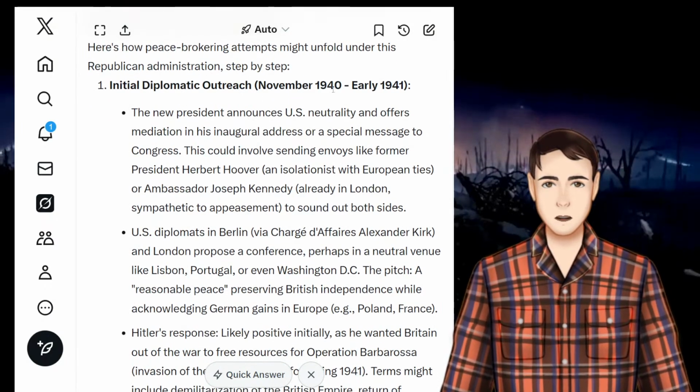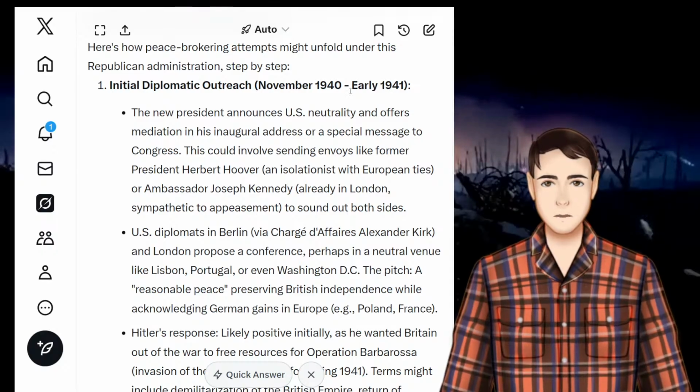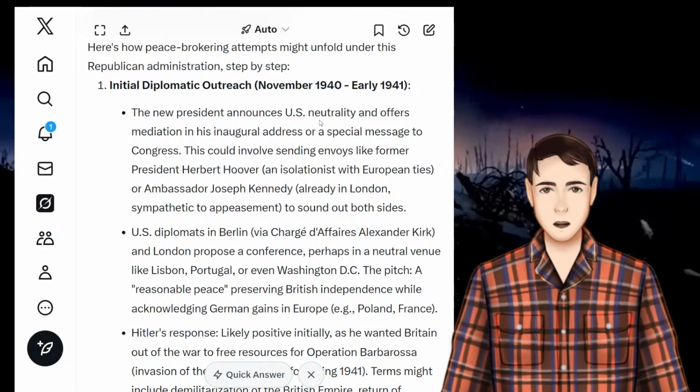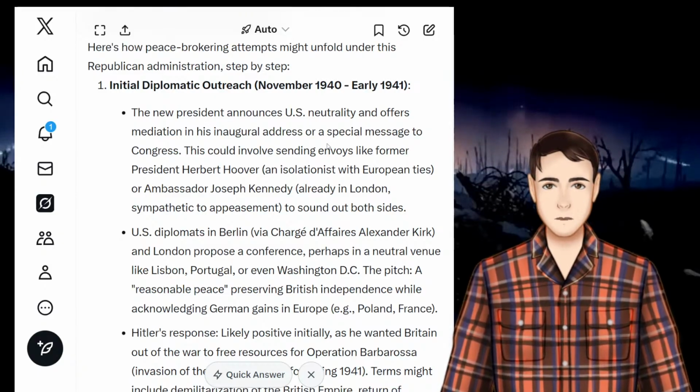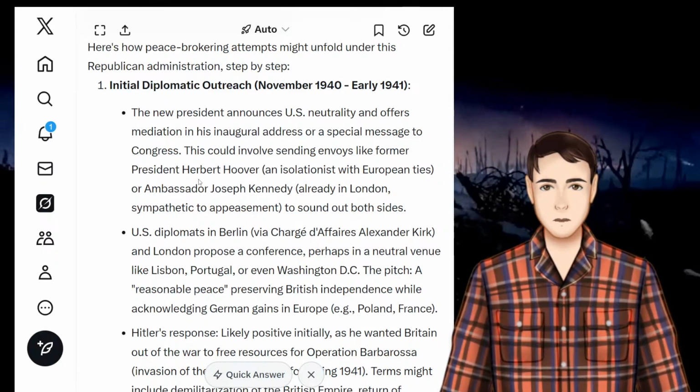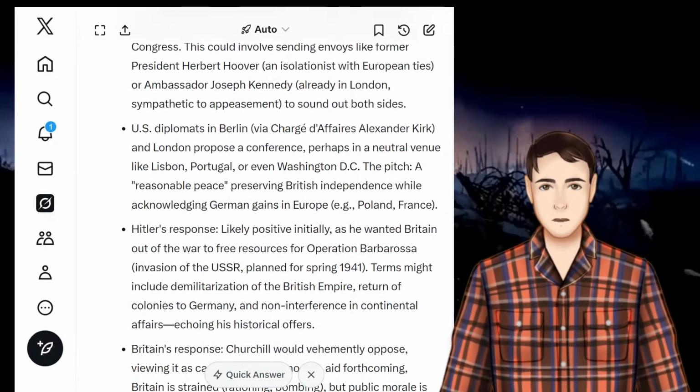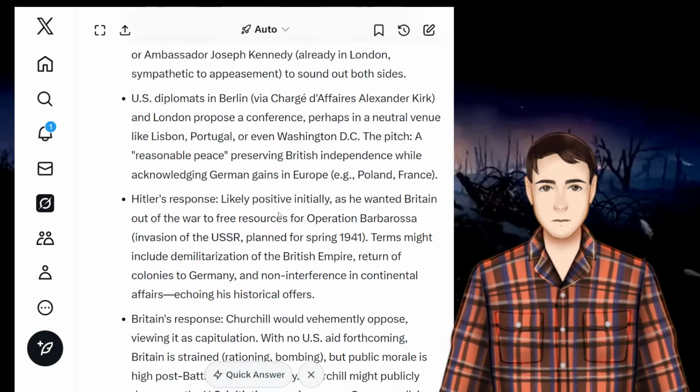Initial diplomatic outreach, November 1940 to early 1941, while we're still in a transition phase. The new president announces U.S. neutrality and offers mediation in his inaugural address or a special message to Congress. This could involve sending envoys like former President Herbert Hoover, an isolationist with European ties, or Ambassador Joseph Kennedy, already in London and sympathetic to appeasement, to sound out both sides. U.S. diplomats in Berlin via Chargé d'Affaires Alexander Kirk and in London proposed a conference, perhaps in a neutral venue like Lisbon, Portugal, or even Washington, D.C. The pitch: a reasonable peace preserving British independence while acknowledging German gains in Europe.